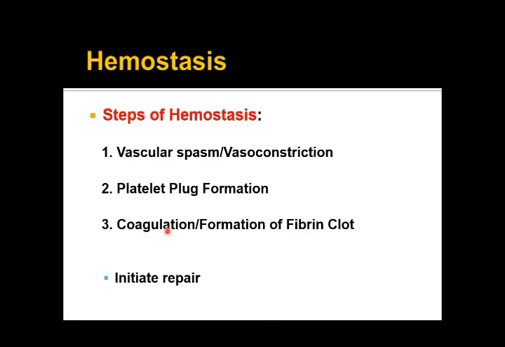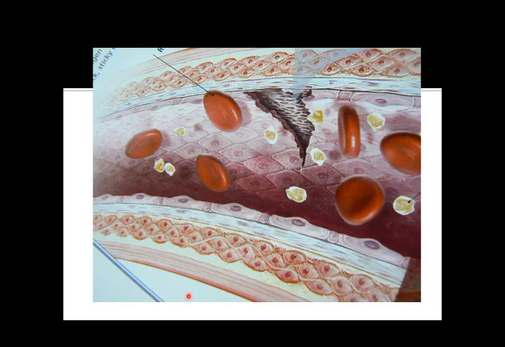So we're going to look at the specifics in mostly step 2 and 3 here, and I'm going to highlight the things that I really want you to know about these things. So once we have a platelet plug formed and a blood clot forming, that's when the clot and those platelets and other white blood cells can initiate repair to the damaged area.